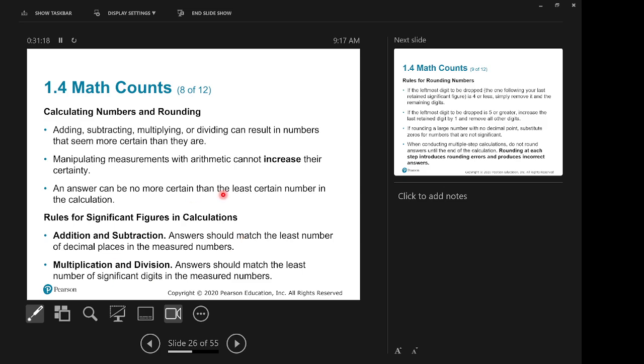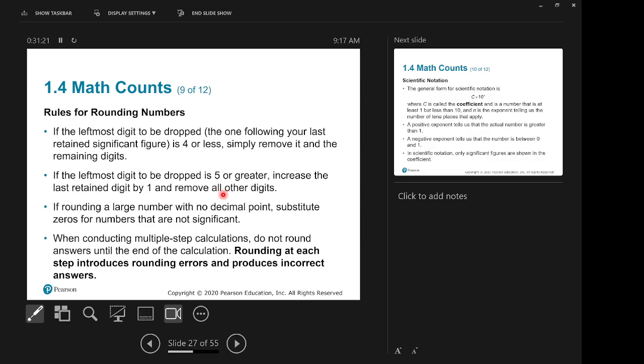Okay. All right, so let's talk about the rules for rounding numbers. Now, this book is actually slightly wrong in how it tells you to round numbers. I want you to tell me if this is how you've learned to round numbers. If the leftmost digit to be dropped, the one following your last retained significant figure, is 4 or less, simply remove it and the remaining digits. That's correct. Is that how everybody knows it? If the leftmost digit to be dropped is 5 or greater, increase the retained digit by 1 and remove all other digits. That's the one that's wrong.